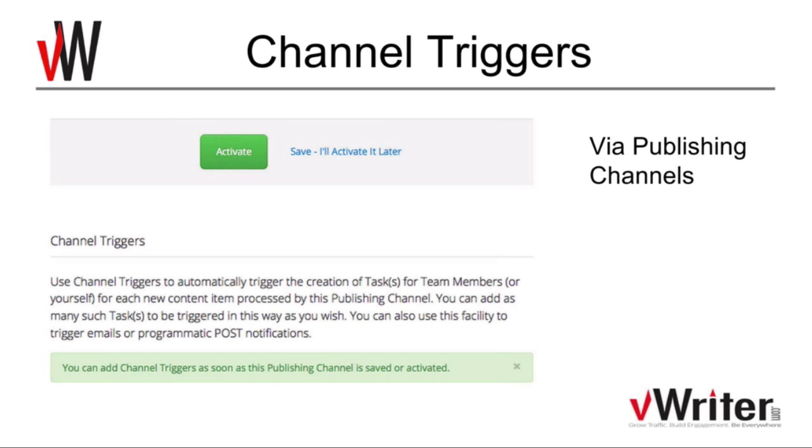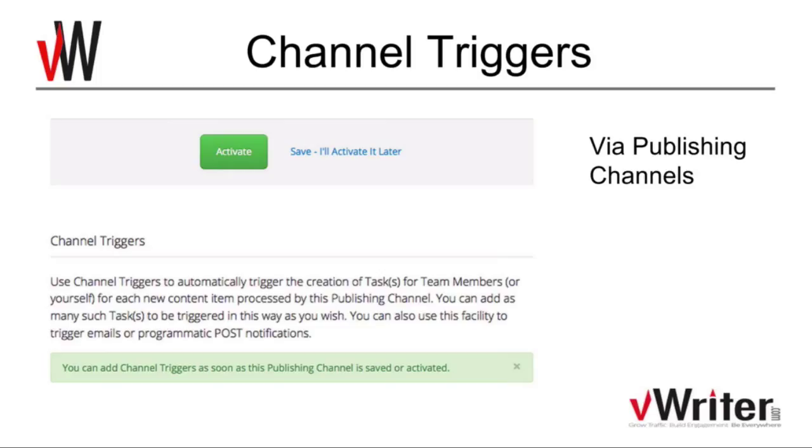So these are accessible via publishing channels. They're now called channel triggers, what were called channel notifications, really with the addition of tasks now as well. So we still have the email notifications and programmatic post notifications. I won't be focusing on those in this session because they're covered by another Academy training session. So we're going to be looking specifically at tasks.